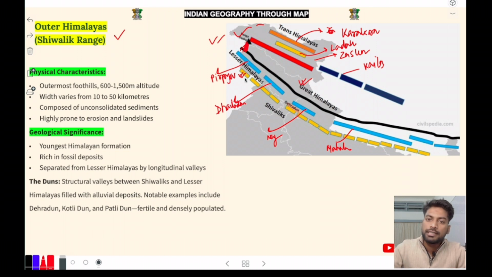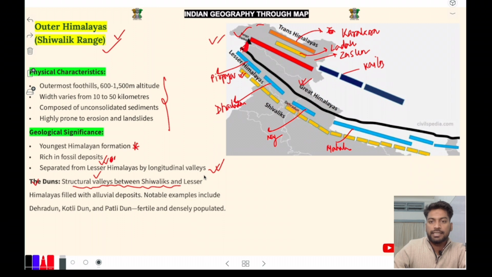But now we will be discussing this last discontinuous chain, that is your Sivalik. So it's just a theoretical thing, you can just read. You have to understand this is the youngest Himalayan formation, still forming and developing, rich in fossil deposits, and separated from Lesser Himalaya by longitudinal valleys. You can see some duns here. Look, structural valleys between Sivalik and Lesser Himalaya. This is Lesser Himalaya, and this is your Sivalik. In between that you see some duns, valleys.